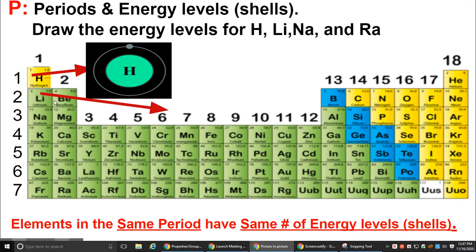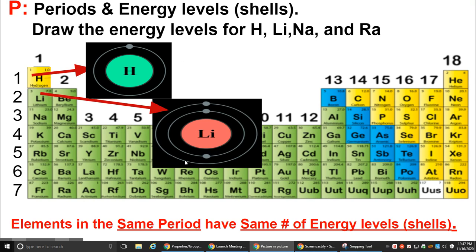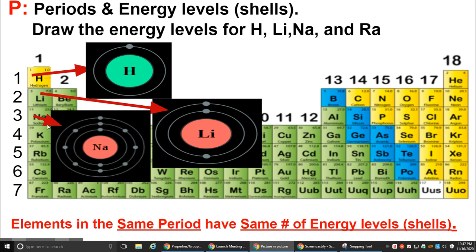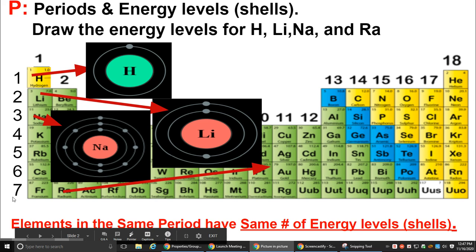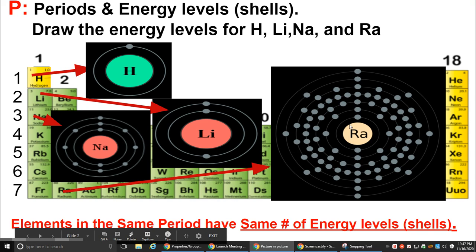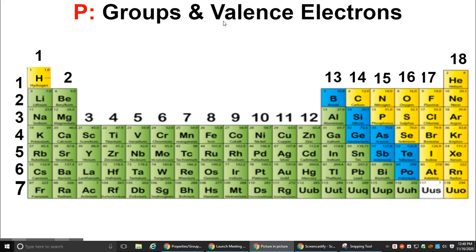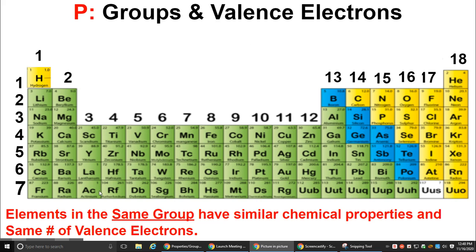If you're in period 2, you're going to have 2 energy levels around your nucleus. In period 3, you're going to have 1, 2, 3 energy levels around your nucleus. If you're in period 7, you're going to have 1, 2, 3, 4, 5, 6, 7 energy levels around your nucleus. Let's look at groups and valence electrons.